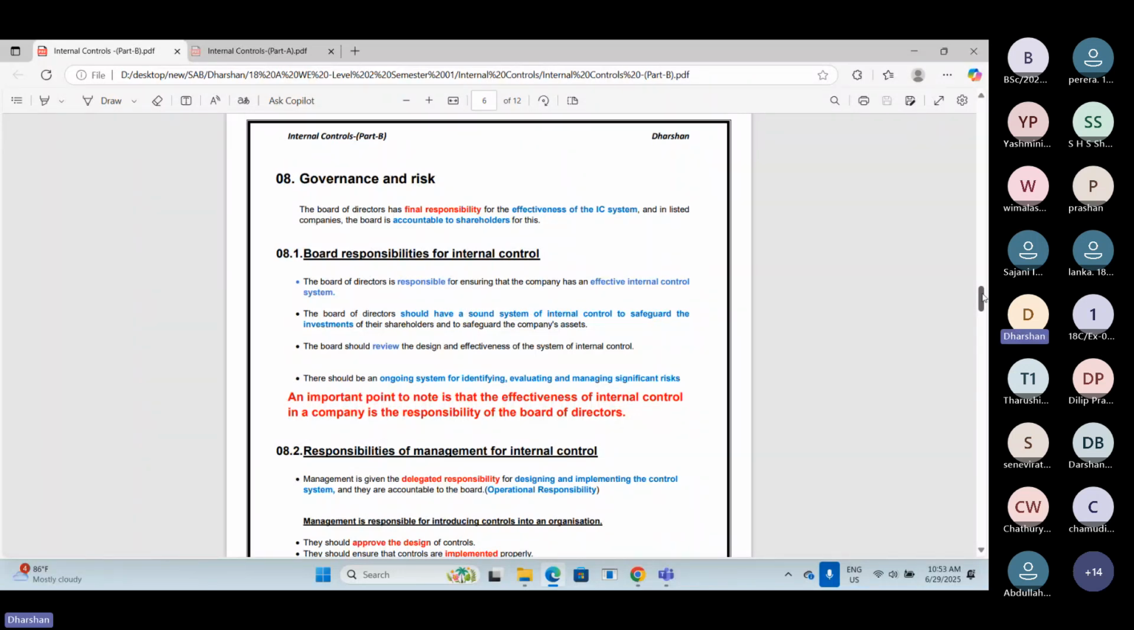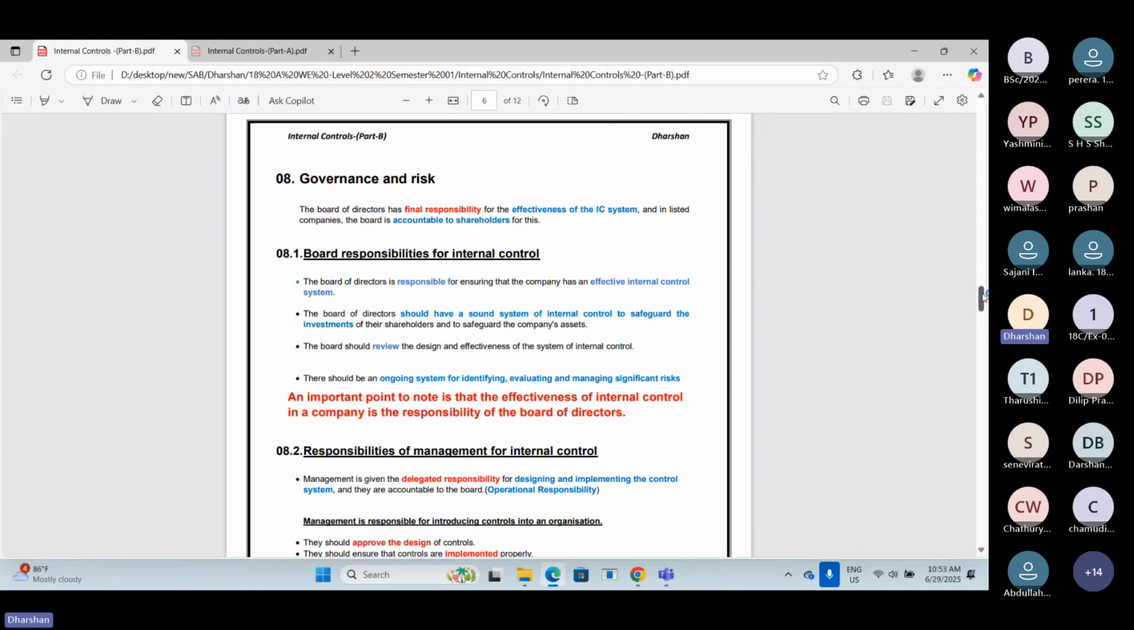Board responsibilities for internal control. The board of directors is responsible for ensuring that the company has an effective internal control system. The board should have a sound system of internal control to safeguard the investment of their shareholders. The board should review the design and effectiveness of the system of internal control. There should be an ongoing system for identifying, evaluating, and managing significant risks. So these are the roles and responsibilities of the board of directors. Final responsibility should be with the board of directors.